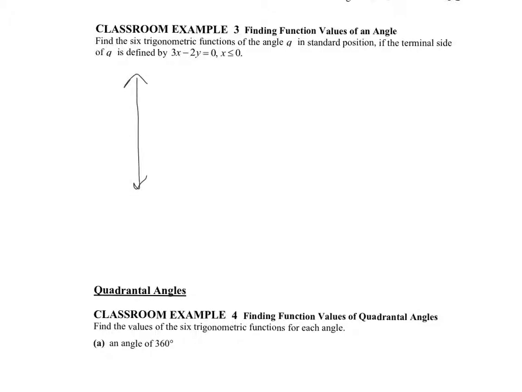All right, so there's my y-axis, here's my x-axis, and I'm going to have to figure out where 3x minus 2y equals 0 needs to be. So, ideas on how to come up with where this thing should be graphed?